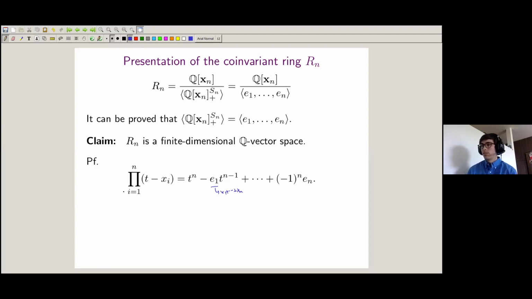And then all you have to do is plug in t equals xj for a fixed j. And then on the left-hand side, you'll get 0 because t minus xj was a factor. And on the right-hand side, you'll get xj to the n minus e1 xj to the n minus 1, and so on.